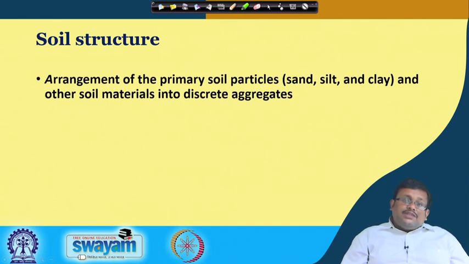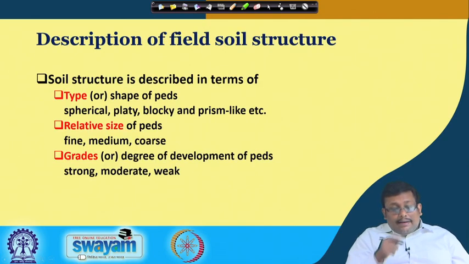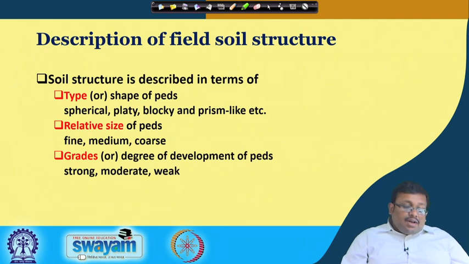Now, let us start with the soil structure. So, what is soil structure? Soil structure is another important property, which basically is the arrangement of the primary soil particles or sand, silt and clay and other soil materials into discrete aggregates. And soil structure can be differentiated or described in terms of either type, relative size of peds, or grades.